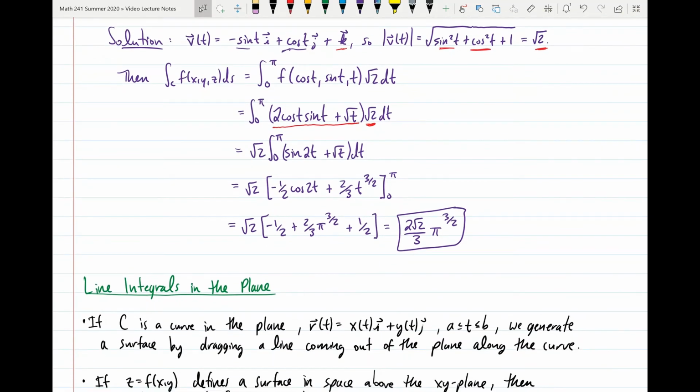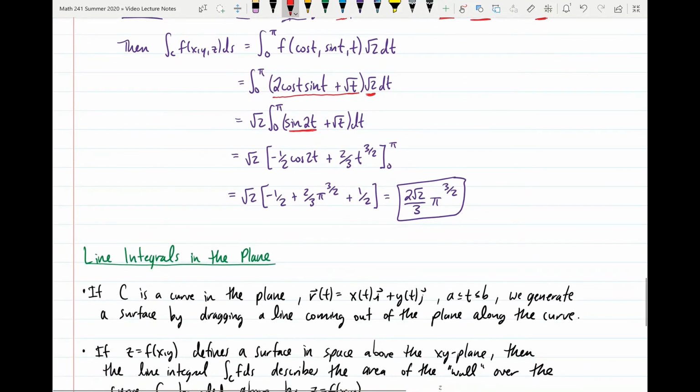We can use a trig substitution here. So 2 times cosine t sine t is just equal to sine of 2t. And at this point, we should be ready to just solve this integral.